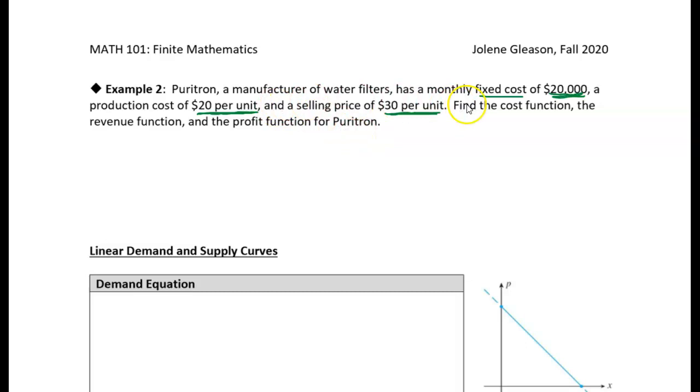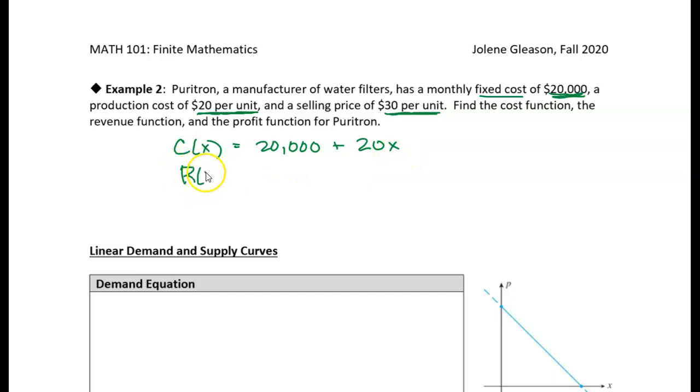Well, since we were given the costs first, let's go ahead and calculate the costs. So we have this fixed cost of $20,000. And then for every unit that we produce, it costs another $20 per unit. So we're going to add to that 20x, 20 times the number of units that we produce. So x is the number of units that we produce. And that's going to be our total cost. We have the fixed cost, and then we have the variable cost times the number of units that we produce. So that's our cost function.